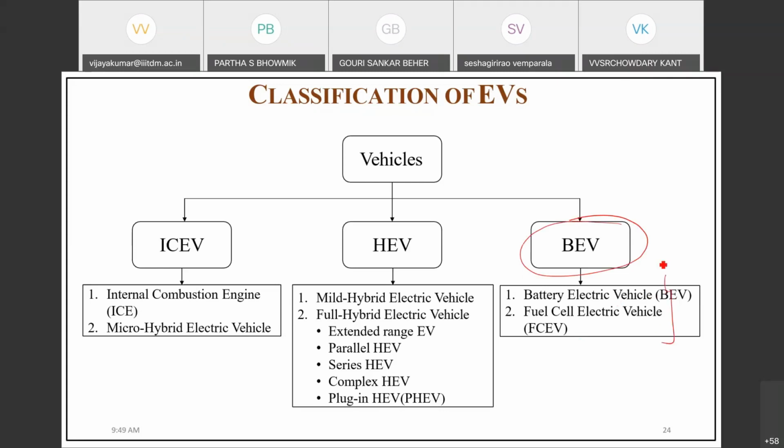So these are full electric vehicles. They will say it's a full EV. Other than that, a hybrid electric vehicle means you are combining your IC engine with the electrical drive. So here, IC engine means nowadays we are having all IC engine based vehicles, right?